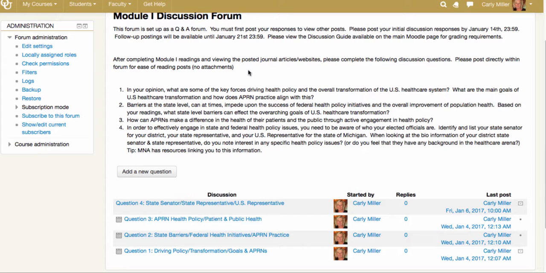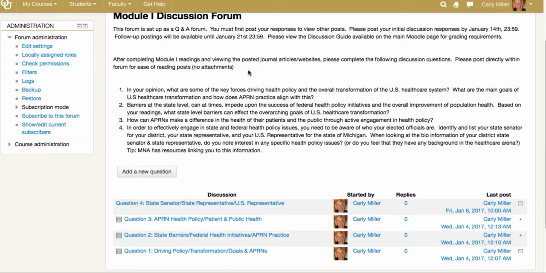Number 2, barriers at the state level can at times impede the success of federal health policy initiatives and the overall improvement of population health. So like I said, there are laws that are instituted at the federal level, but then the state sometimes doesn't necessarily fully enact them.